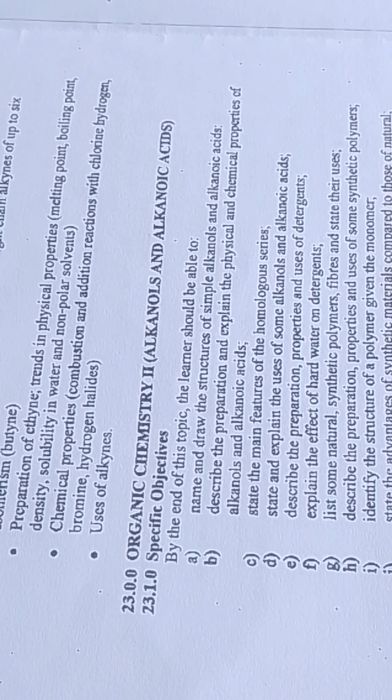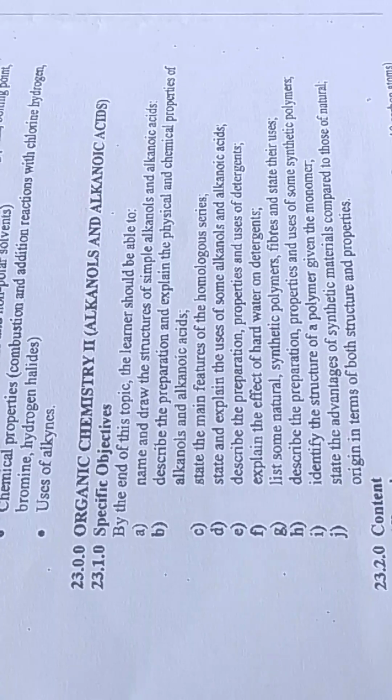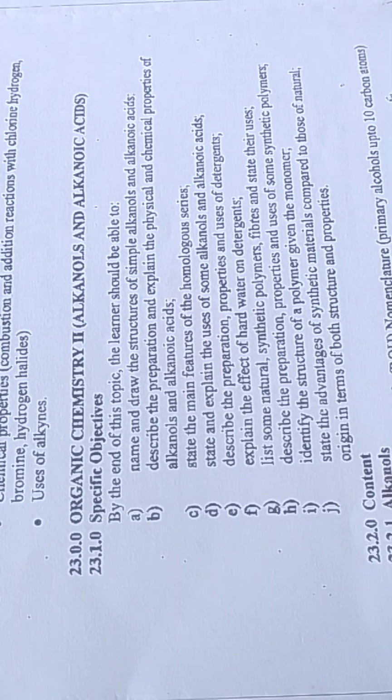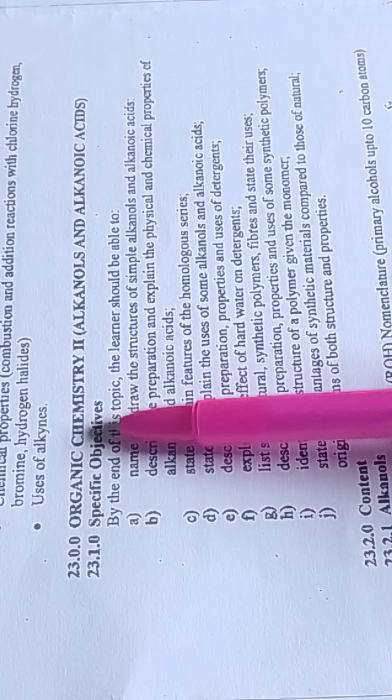On to organic chemistry 2. This is a topic in form four. Organic chemistry 2. This is where we are going to talk about alkanols and alkanoic acids. Specific objectives.